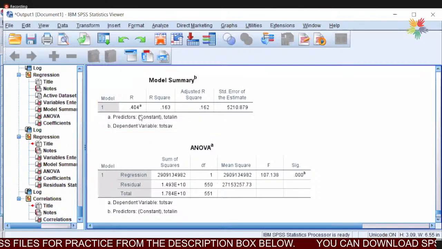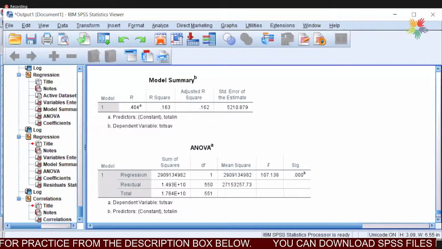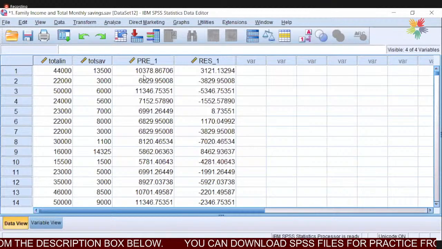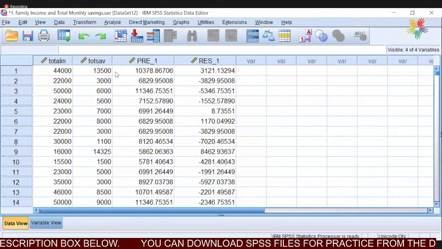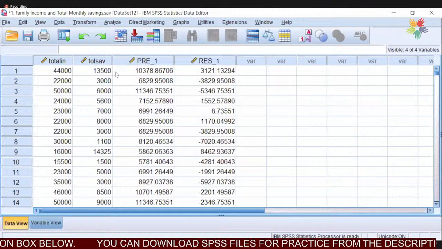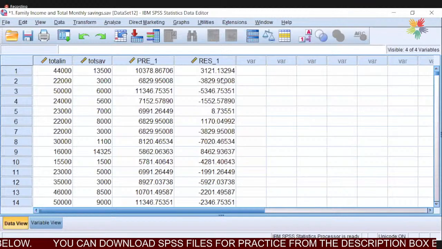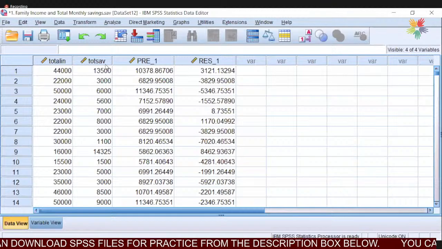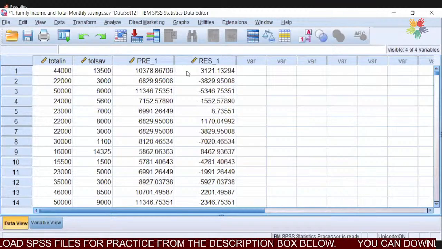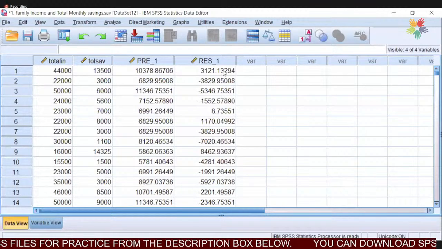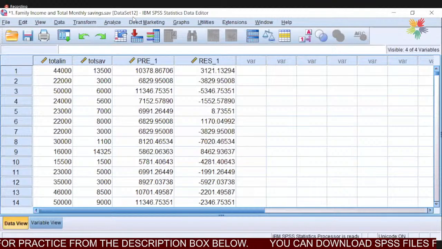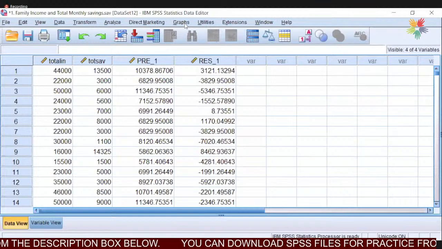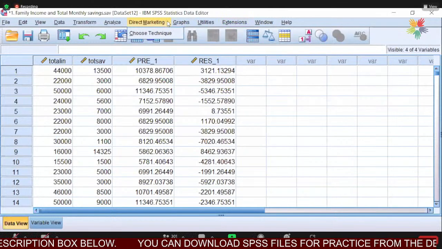So now, the residual is actual minus predicted. So that is the error, right? This is the actual value, this is the predicted value. So actual minus predicted is the residual. That is the residual. So now we'll see the graph also.